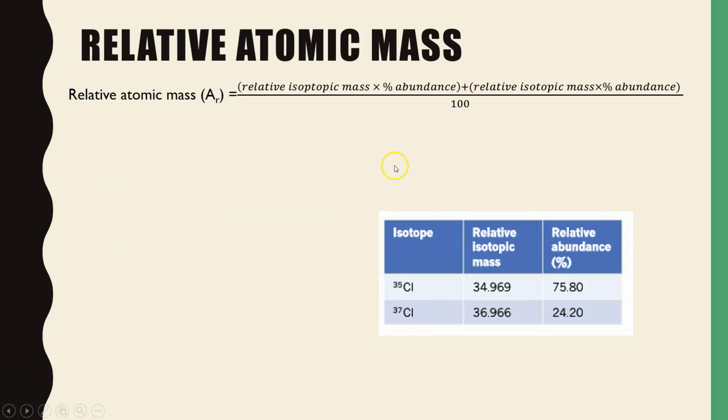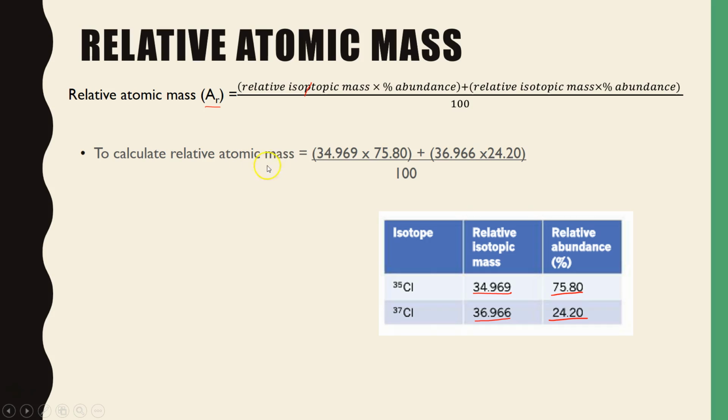We'll have a go through a worked example now. To calculate the relative atomic mass of an element, known as Ar, use this formula: the relative isotopic mass multiplied by the percentage abundance, and you add all of the isotopes together and divide that by 100 to give you the relative atomic mass. So if we were to work out the relative atomic mass of chlorine here, we know it has two isotopes. The first isotope is 34.969 and the second is 36.966. This one has a 75% abundance and this one has a 24% abundance in the atmosphere.